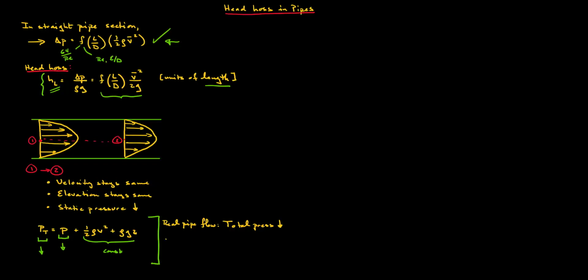But for, let's just say for an ideal flow, using Bernoulli, the total pressure is constant. So as we can see, Bernoulli's equation is not, strictly speaking, valid for viscous pipe flows.